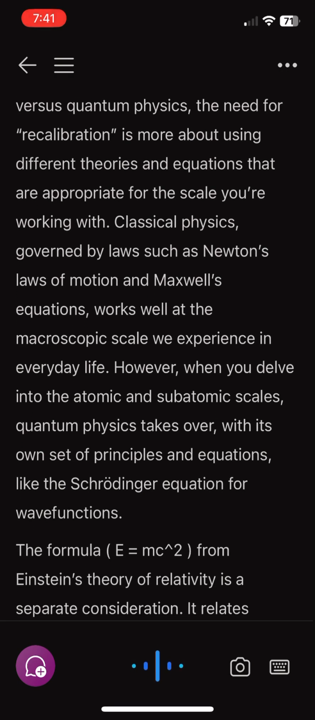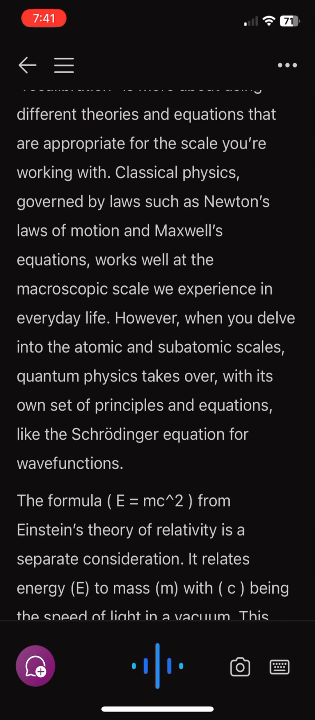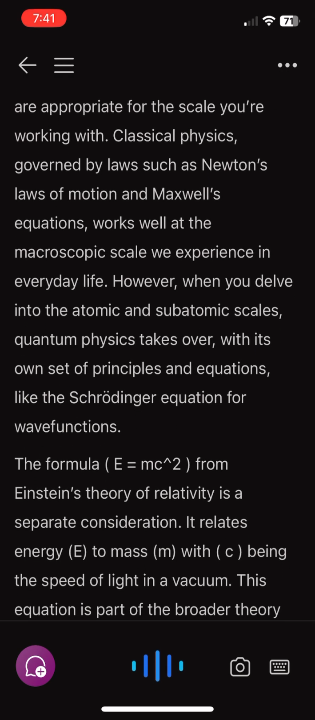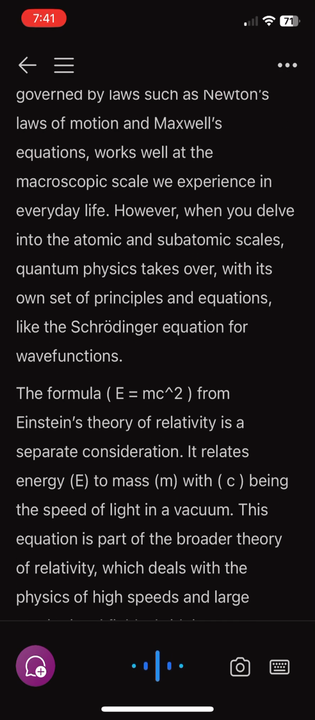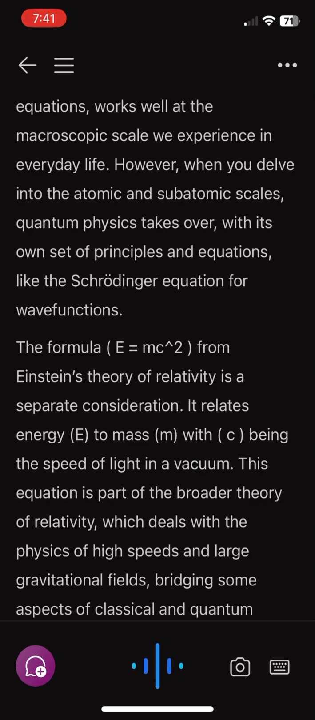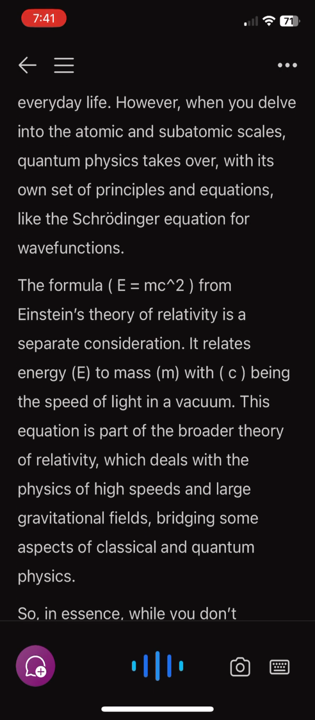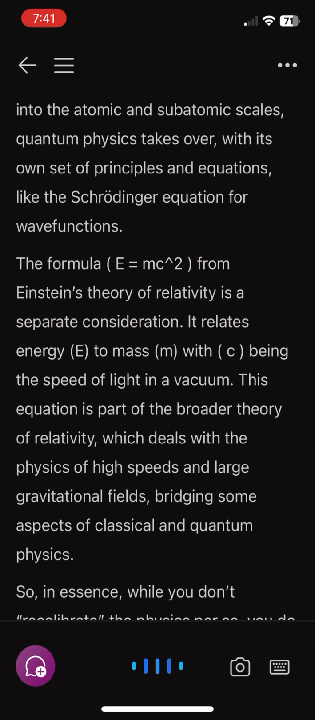Classical physics, governed by laws such as Newton's laws of motion and Maxwell's equations, works well at the macroscopic scale we experience in everyday life. However, when you delve into the atomic and subatomic scales, quantum physics takes over with its own set of principles and equations like the Schrödinger equation for wave functions.